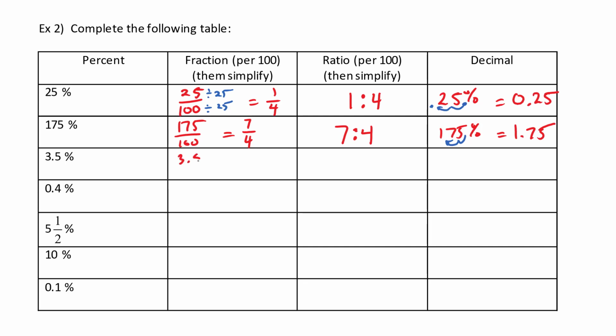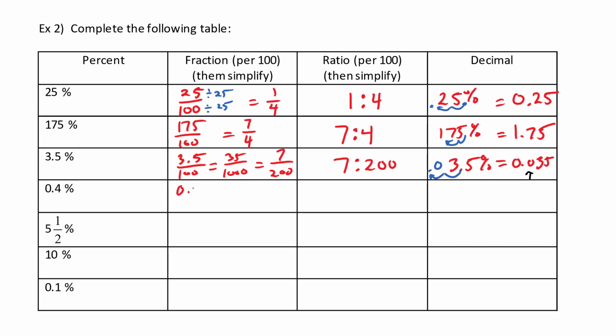3.5%. 3.5 per 100 is what that says. Multiply the top and the bottom by 10 to get rid of the decimal, 35 over 1,000. Divide the top and the bottom by 5, we get 7 over 200. As a ratio, 7 compared to 200. And as a decimal here, 3.5%. We take that decimal, we move it 1, 2 over. We have to put a 0 in that place. 0.035. Again, remember you put the 0 there. Don't write 0.35. That means 35%. That's a big difference compared to 3.5%.